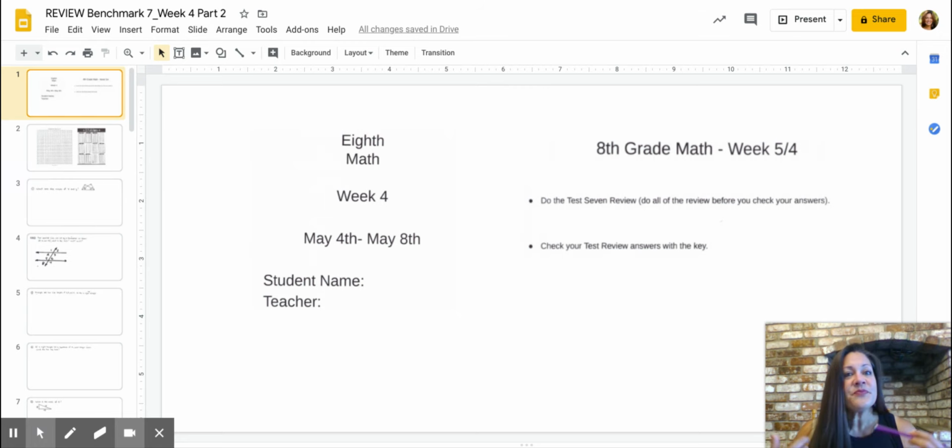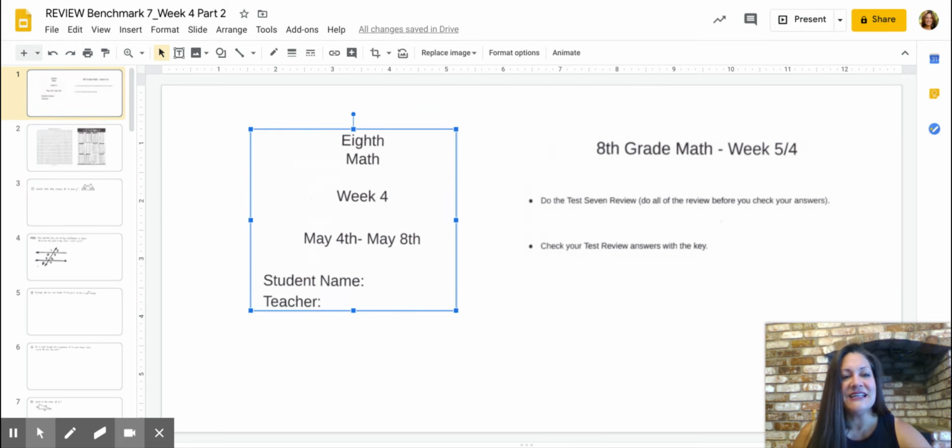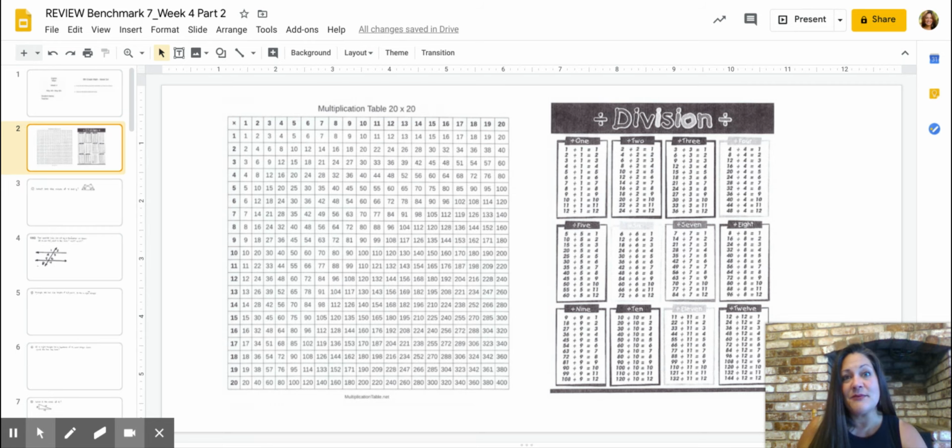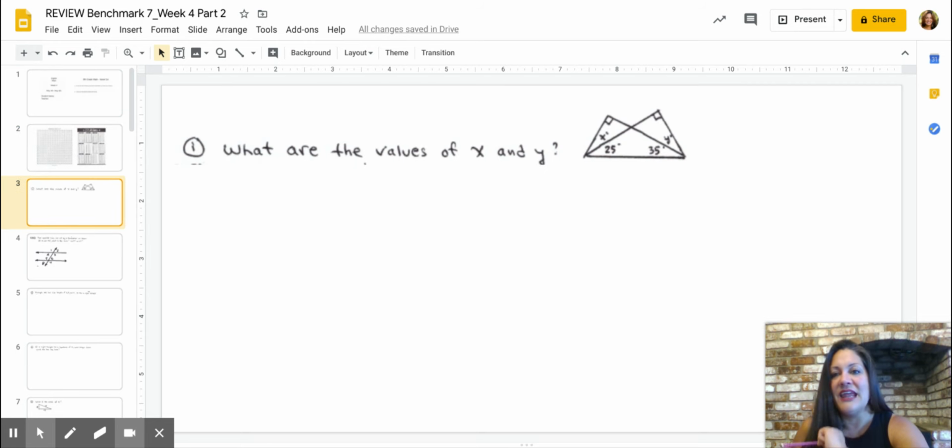Okay, so here we are, week of May 4th to May 8th. Do the Test 7 review. You're going to have the benchmark Test 7 next week, and we'll go through that whole thing as well. And this is review to prepare you for that. If you prefer, here's a multiplication table and division table, and we are going to start out with some geometry.